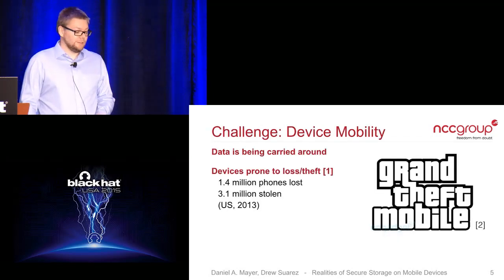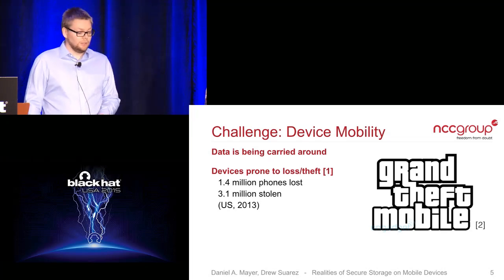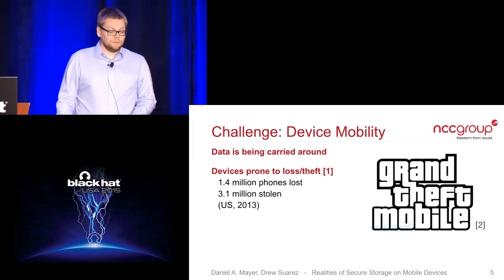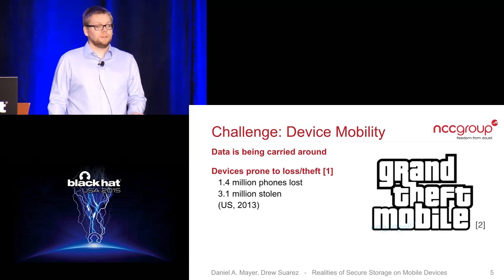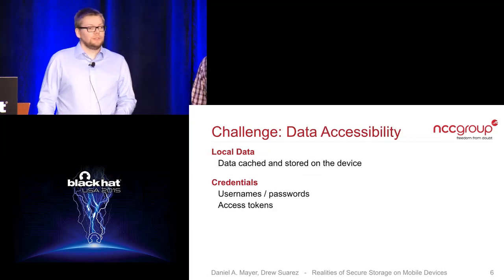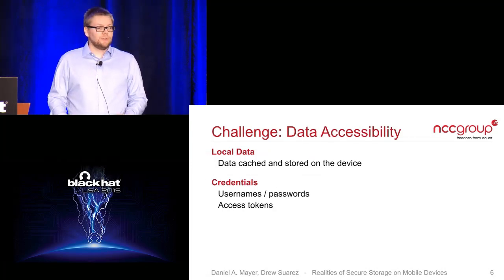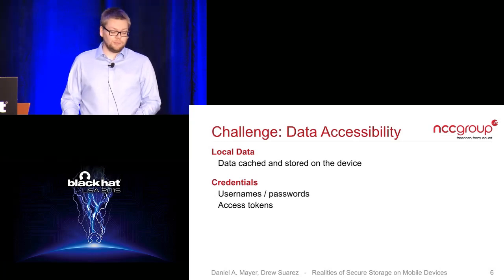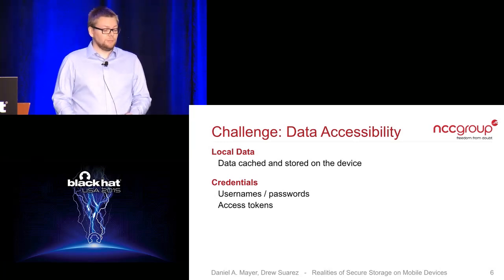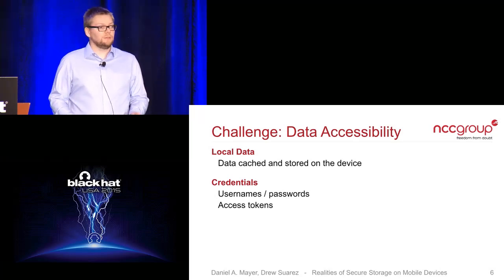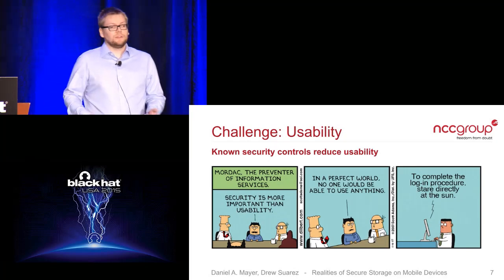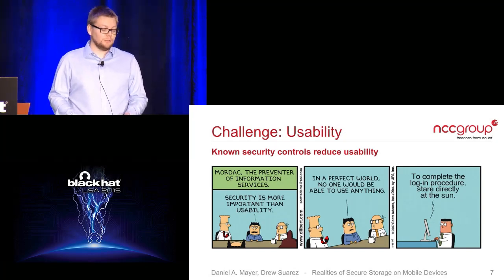Well, if you look at the statistics, in the US in 2013 alone, there were 1.4 million phones lost and 3.1 million phones stolen. So there is definitely a need to secure the data stored on the device to protect it in these circumstances. But at the same time, we need data on the device. We cannot just prevent users from storing something there. So we have this accessibility problem of having data on the device and needing to protect it. And this can be data, or usernames and passwords, or any kind of other credentials on the device. And then on top of all that, we have to reconcile those two concepts while still making it usable.